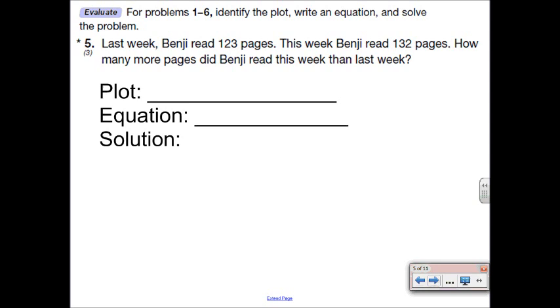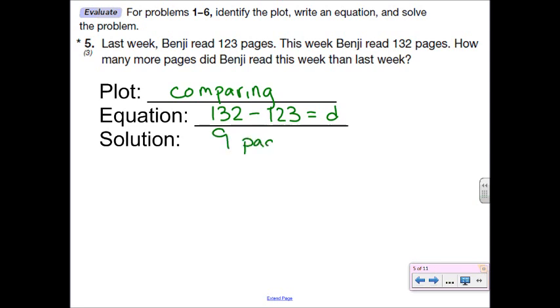Last week, Benji read 123 pages. This week, Benji read 132 pages. How many more pages did Benji read this week than last week? So I see the word more. I'm comparing this week to last week, so my plot is comparing. When I compare, I take the greater number, 132, minus the lesser number, 123, and that's going to give me my difference. Well, 132 minus 123 is 9, and this is in pages.